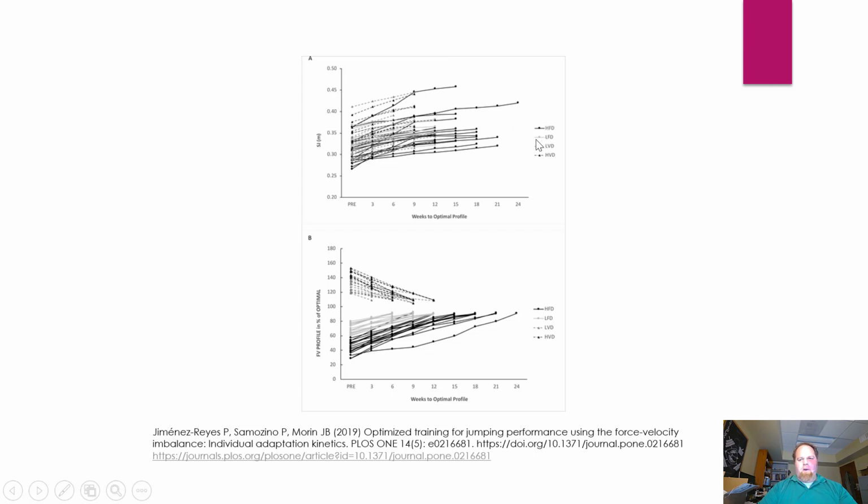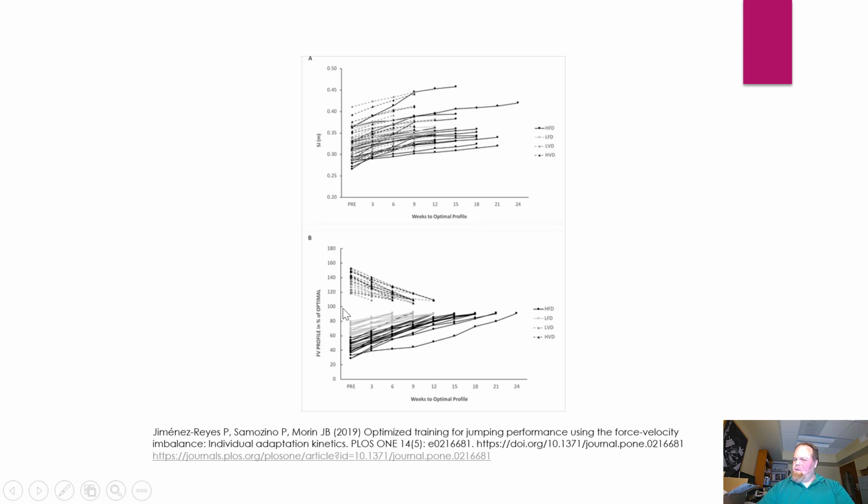The black ones are high force. The light ones are low force. The light dashed are low velocity deficits, and the dark dashed are high velocity deficits. So you can see basically the darker ones take longer, the lighter ones take less time. Force seems to take longer than velocity. Now, you can really see the difference whenever we look at B.